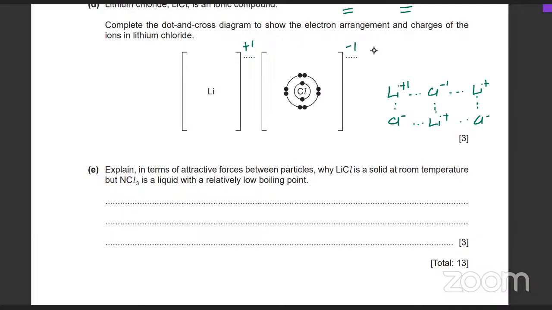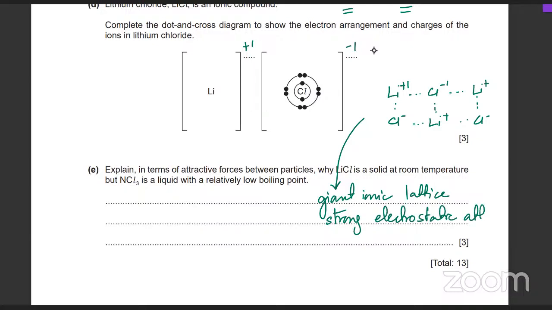You're going to state that they have a giant ionic lattice, and there's strong electrostatic attraction between the positive and the negative ions, which is why they have a high melting point.